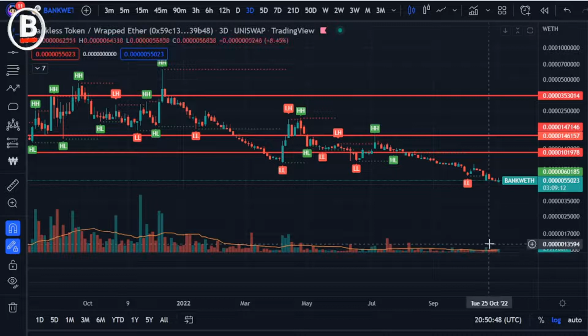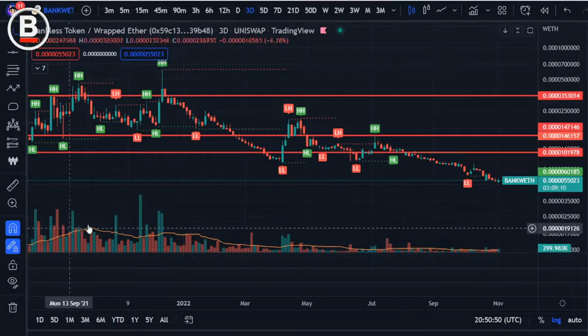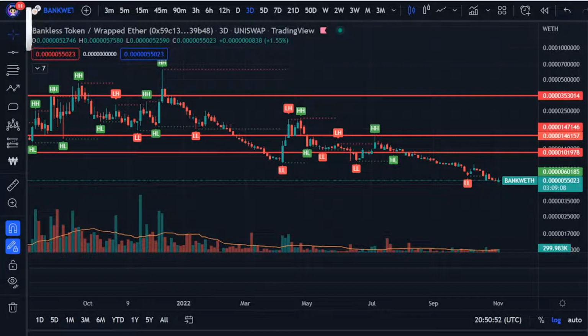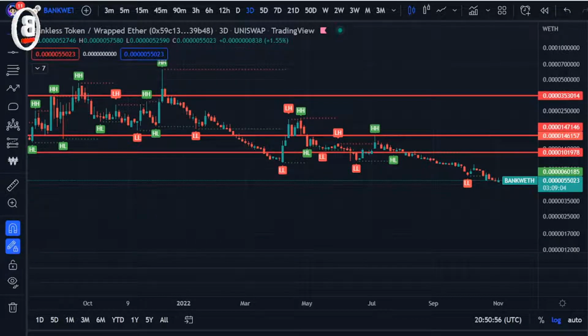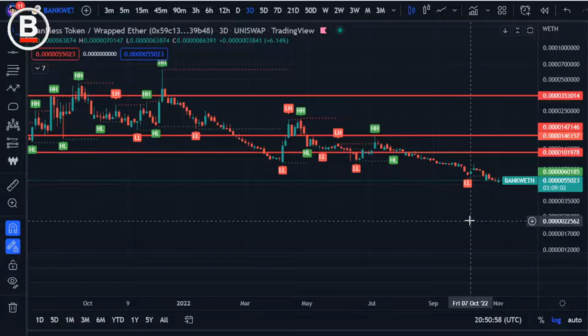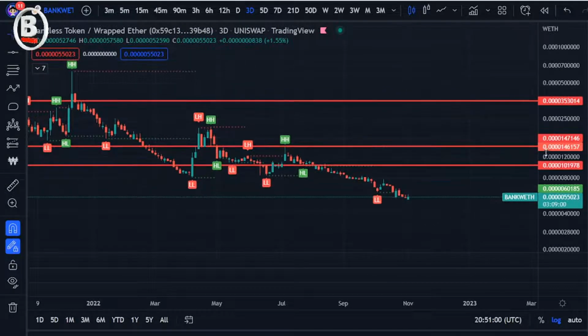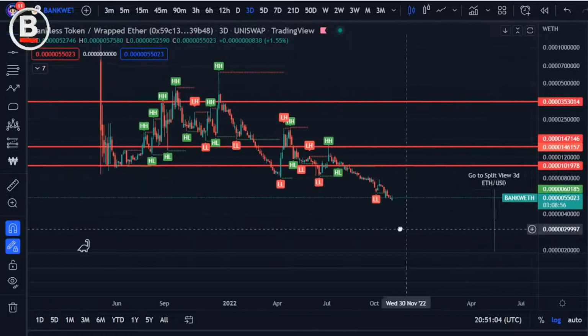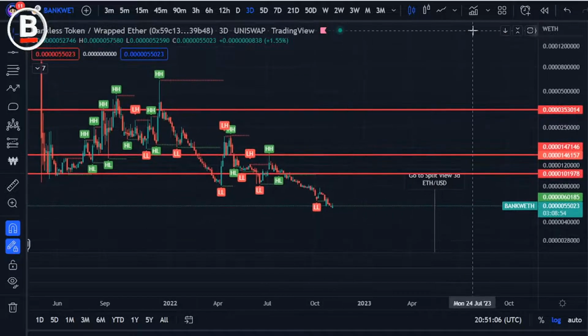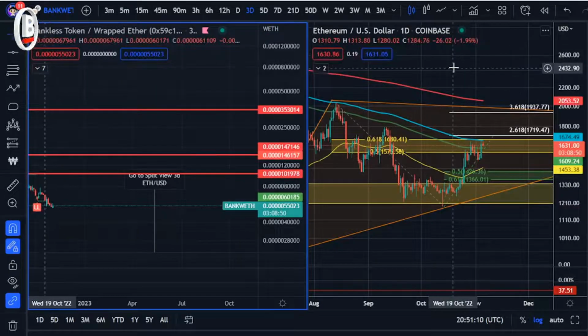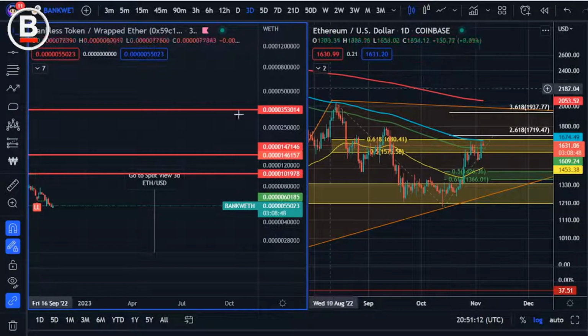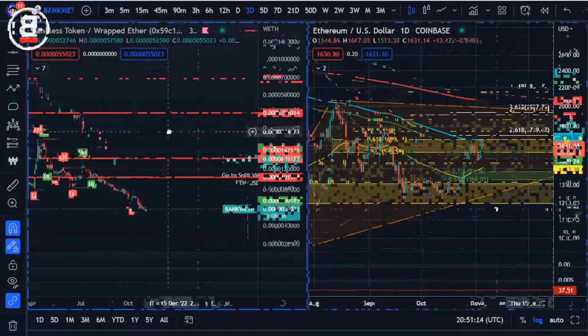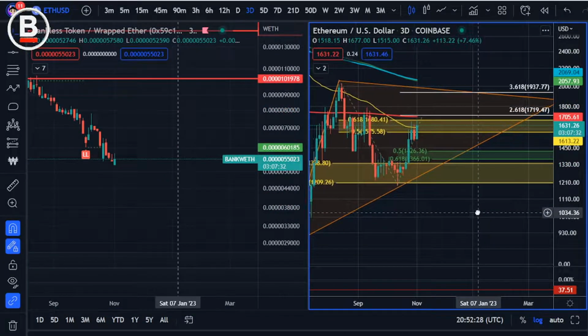But once we see green bars again, we'll be able to get really excited. And of course, now what we want to do is go to split view here. We're going to check out Ethereum, US dollar. Almost there. There we go.